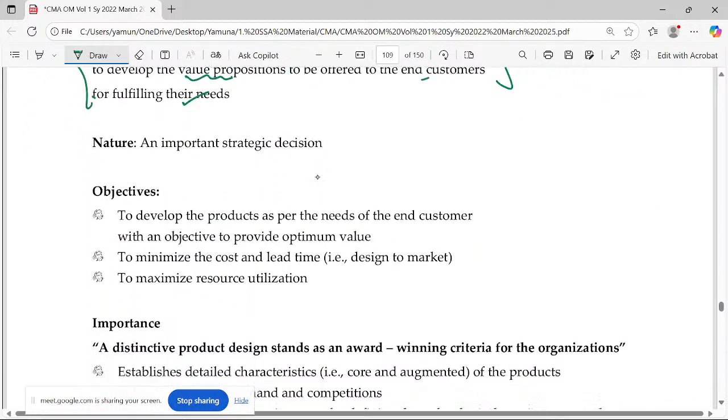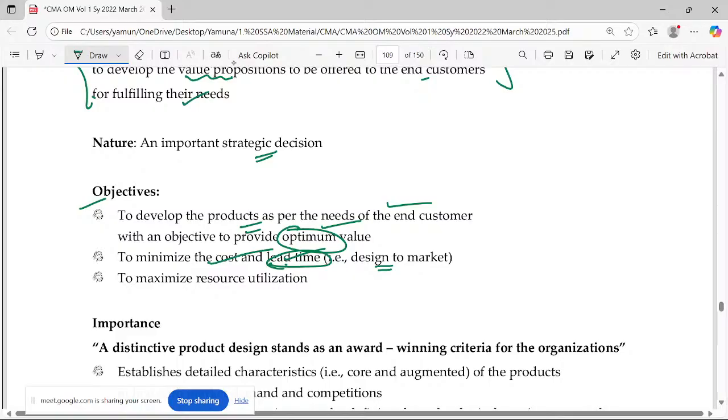So let me go to the next setting. So it's an important strategic decision. So the objective is that you need to develop the product as per the needs of the customer with an objective to provide optimum value and to minimize the cost. The lead time, that is the design to the market. What do you mean by lead time? I am designing a particular design of the product and it has to reach the market very early.